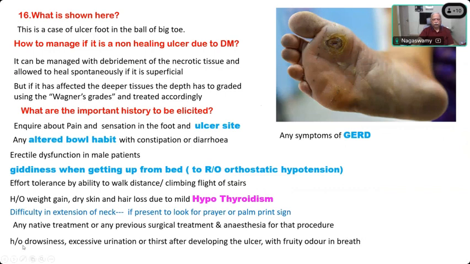This last question, DKA, diabetic ketoacidosis. Okay? All those questions have to be used. How to describe the ulcer?